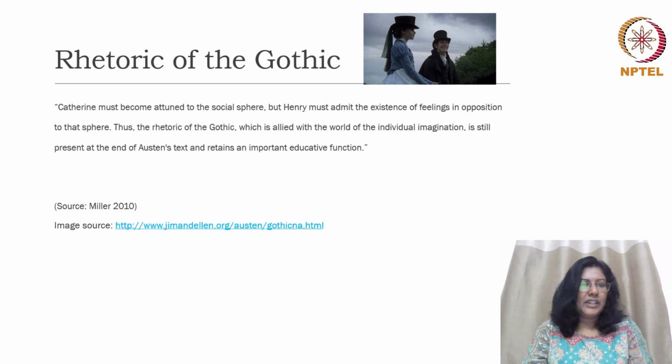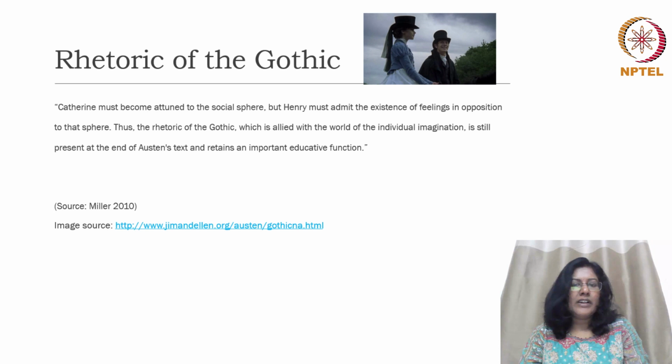So Catherine must become attuned to the social sphere, but Henry must admit the existence of feelings in opposition to that sphere, and thus the rhetoric of the Gothic, which is allied with the world of the individual imagination, is still present at the end of Austen's text and retains an important educative function. So there is an educative function.